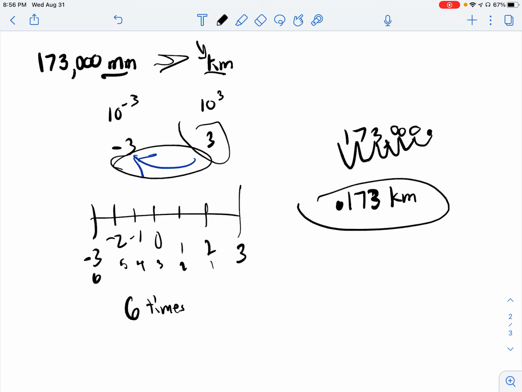Last point I want to emphasize: if you ever see a capital M, that is significant. Capital M is going to be mega. That's 10 to the 6th. And then there's this weird little U with a tail. That's called micro. Micro is 10 to the negative 6.